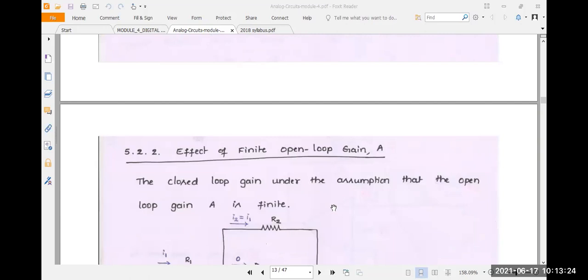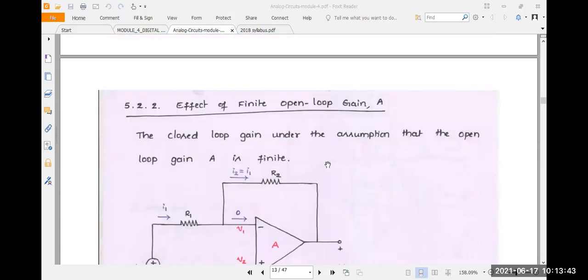So next you take effect of finite open loop gain. This is also 6 marks here. In the earlier part, what did you take here? Closed loop gain, right, for the inverting amplifier. Next, you take a second heading here: effect of finite open loop gain for inverting amplifier. The first title is what here? Closed loop gain. The second one is open loop gain, effect of finite open loop gain.